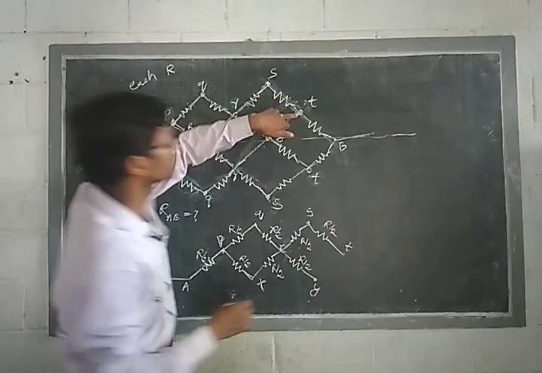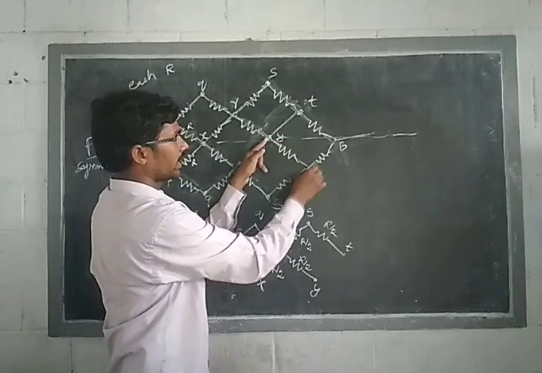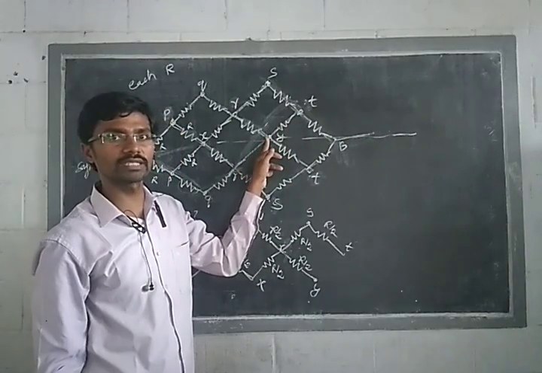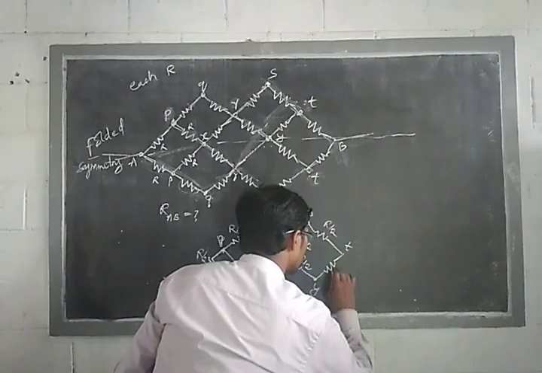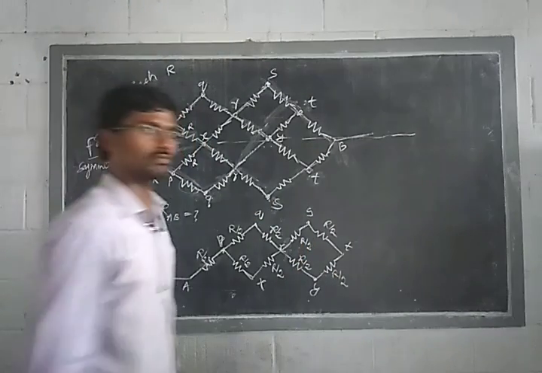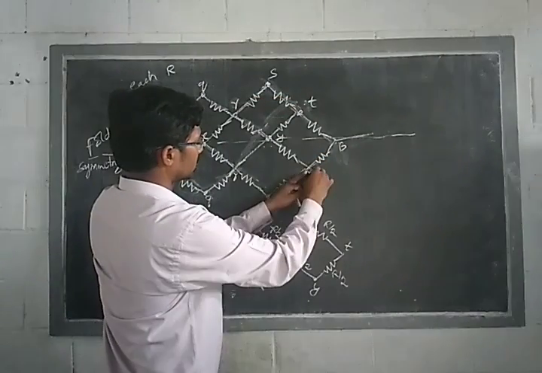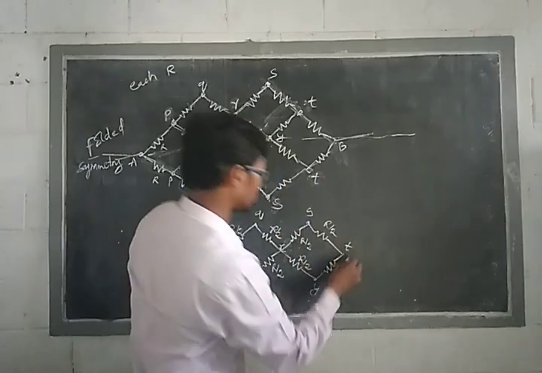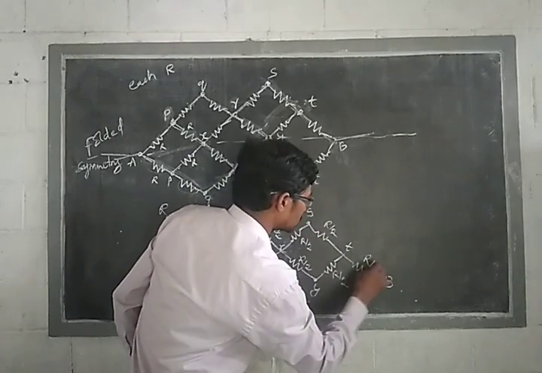This is T. Next, T and Y having the same potential difference. Then these two are in which combination? Parallel. T and Y parallel, R by 2. And next, T and B. Here also T and B are in which combination? Parallel combination. So T, here we have B, R by 2.